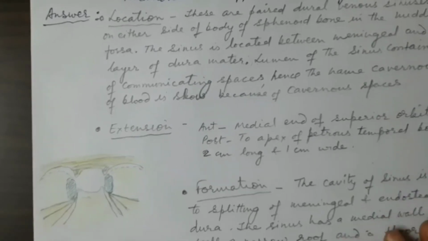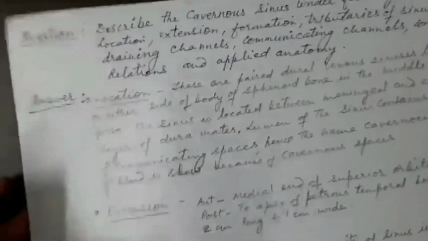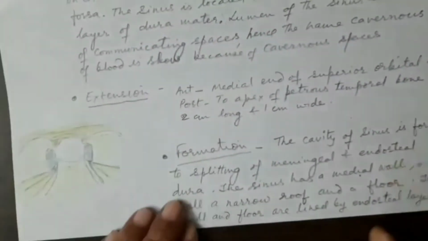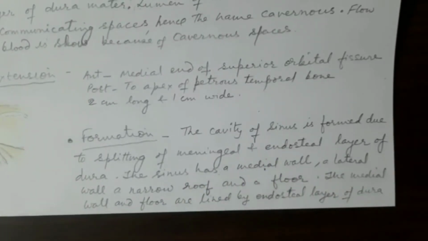Let us come to how this cavernous sinus, through which the venous blood flows, is formed by the splitting of the meningeal and endosteal layers of the dura mater. So now we are on the third point, the formation of the cavernous sinus. Keep on noting this in your notebook. The cavity of the sinus is formed due to the splitting of the meningeal and endosteal layer of the dura mater. Now I will show you.